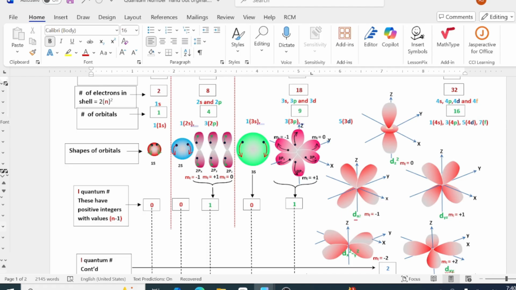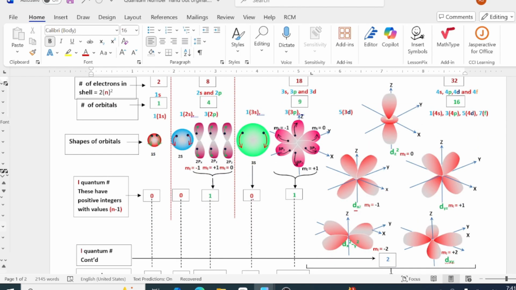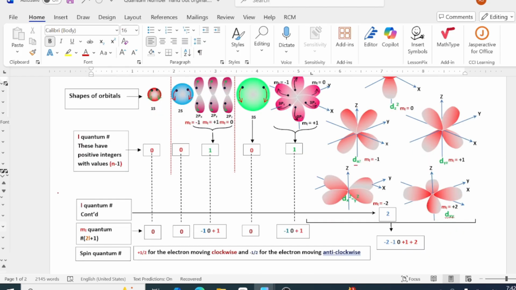Something similar will happen in the third shell. This is the third shell here. The s orbital here will have a secondary quantum number of 0, but to distinguish the p's from that one, these will have a secondary quantum number of 1. But you're also having 5d orbitals in the third shell. So to distinguish the d orbitals from the s and the p orbitals, they're given a secondary quantum number of 2.